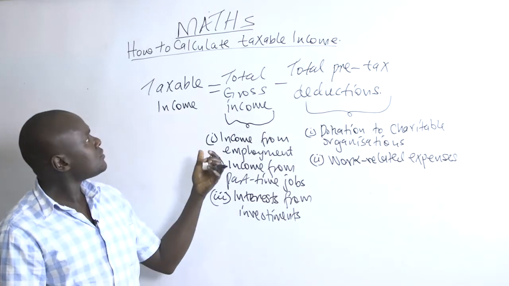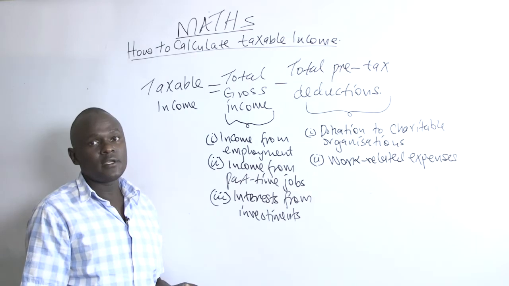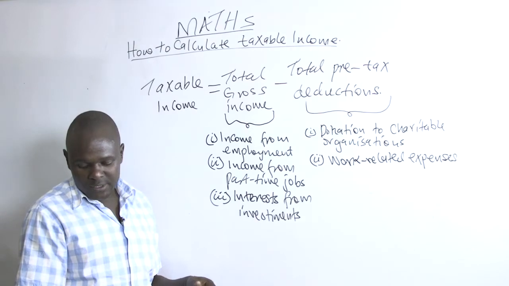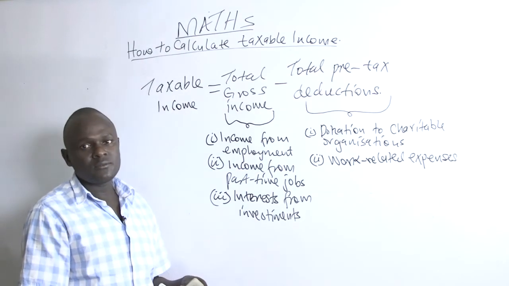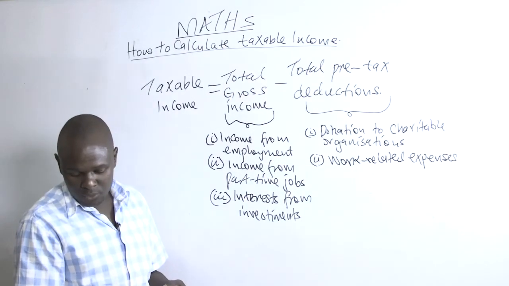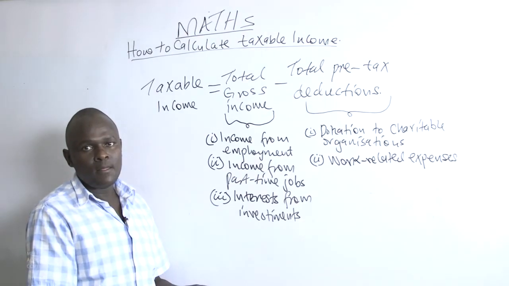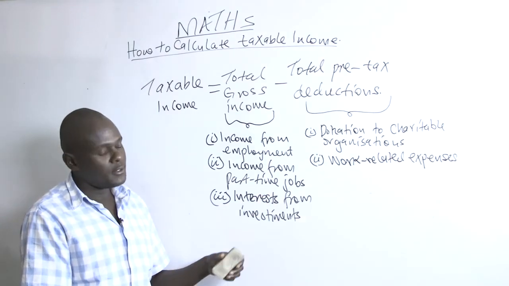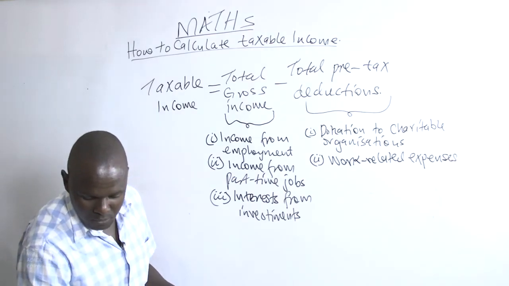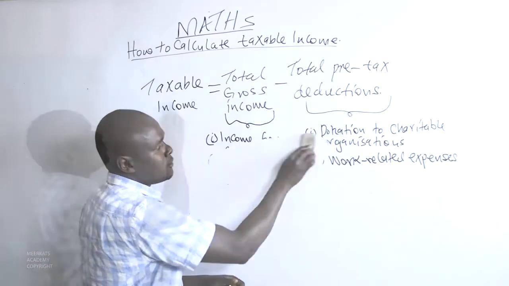And the questions whereby we are required to calculate taxable income vary from the simple ones, whereby you just substitute in the given variables and get the answers, to some complicated ones, as we will see from the examples that we are going to look at. Let us look at our first example so that we can understand what we are talking about.